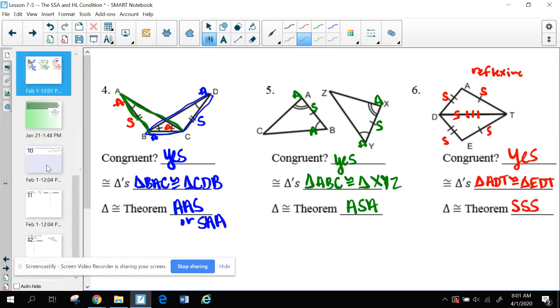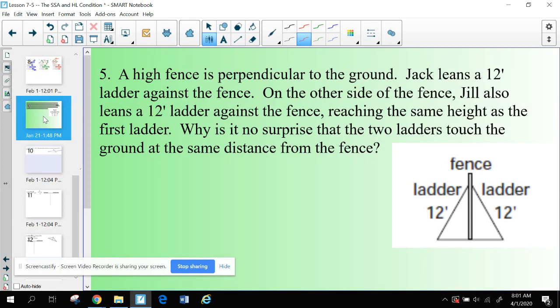All right, couple more examples, 2 examples, 2 proofs, so then you're going to be able to include HL theorem into our options. So on this one here, I think it's number 7 on your sheet, but it says a high fence is perpendicular to the ground. Jack leans a 12-foot ladder against the fence. On the other side of the fence, Jill also leans a 12-foot ladder against the fence, reaching the same height as the first ladder. Why is it no surprise that the 2 ladders touch the ground at the same distance from the fence? So if we take a look at what it's talking about, right?